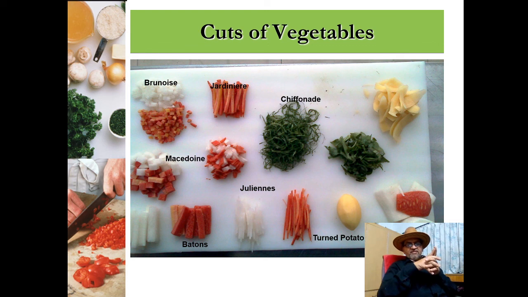Then we have julienne. Julienne is thin, long strips. And then similar to julienne is chiffonade, except that chiffonade is only done to leafy vegetables. Moving on, we have turned potato called tourne, T-O-U-R-N-E, turned potato, in which we shape the potato into a barrel shape.